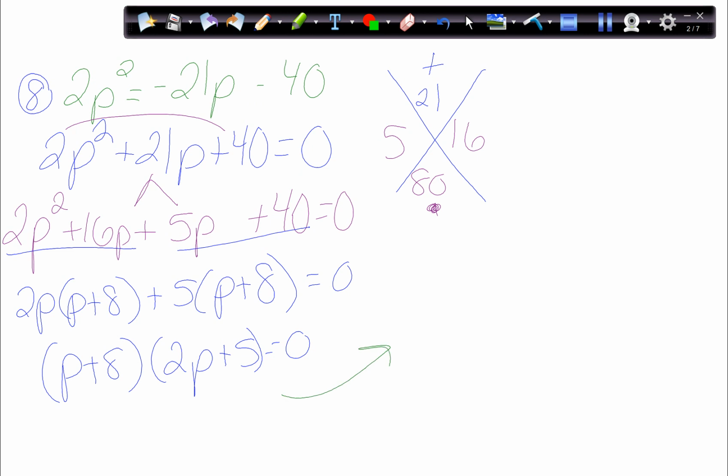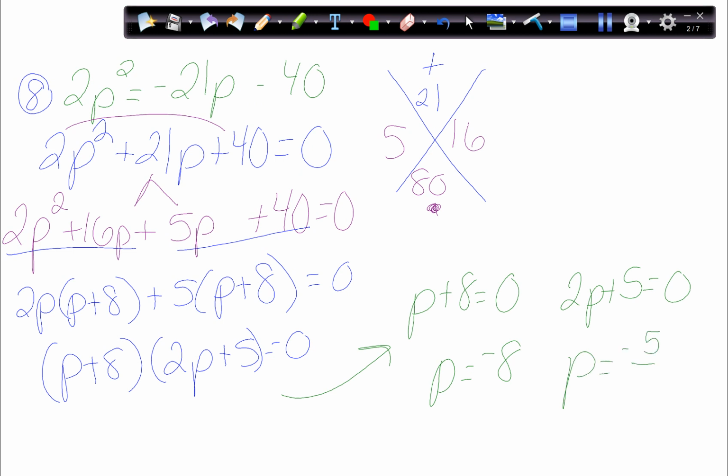And we're solving, so I take each factor and set it equal to 0. So p is going to equal negative 8, and p is going to equal negative 5/2.